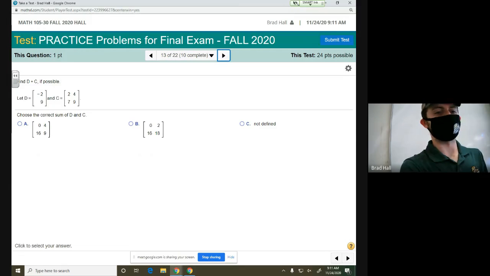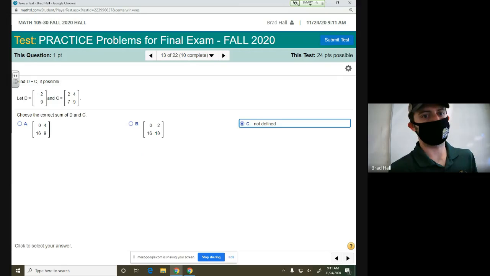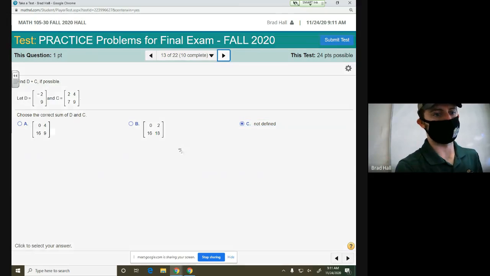Hopefully here you can see that you cannot add these two matrices together. Even if you put these in your calculator and try to do the matrix addition, it will tell you that it's not defined because the dimensions aren't the same. So that's a quick one. Let's skip.